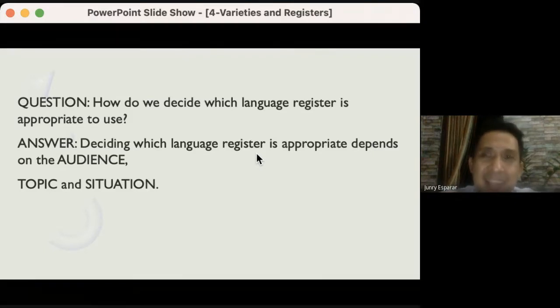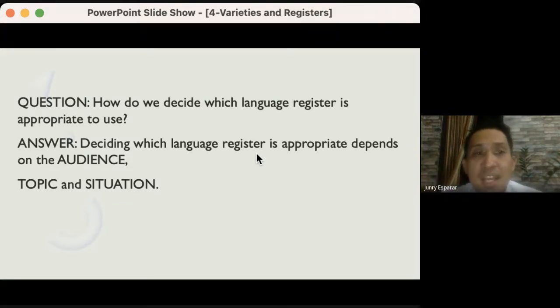Topic, okay? Even if you are talking to your mom, if you are discussing your future, about which school you will be enrolling in, it would be strange if you talk in a different tone, right? In a different register. So maybe there is still an appropriate register for that. It could be formal, because you are serious about the topic. So even when you're talking with family members, it can still be.